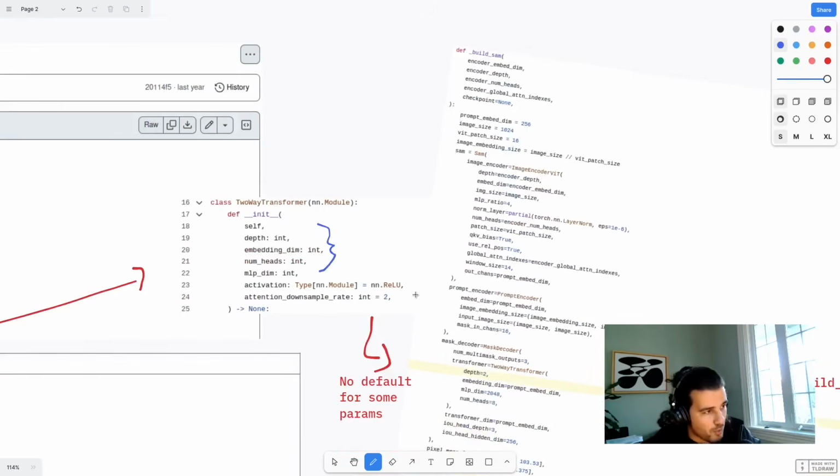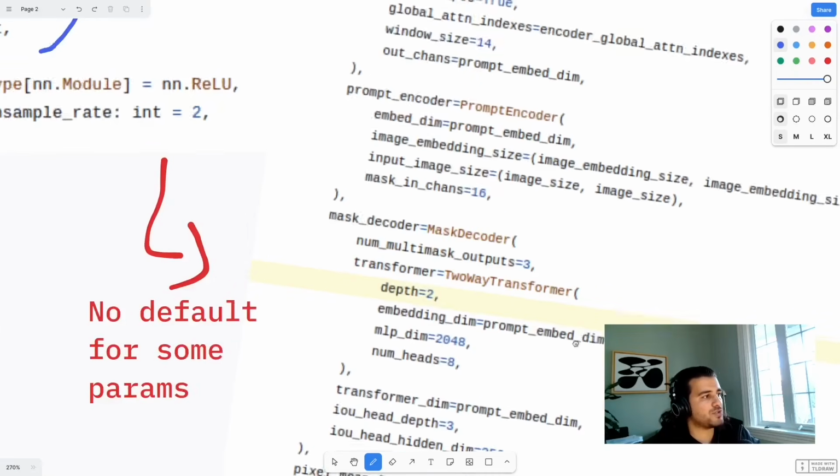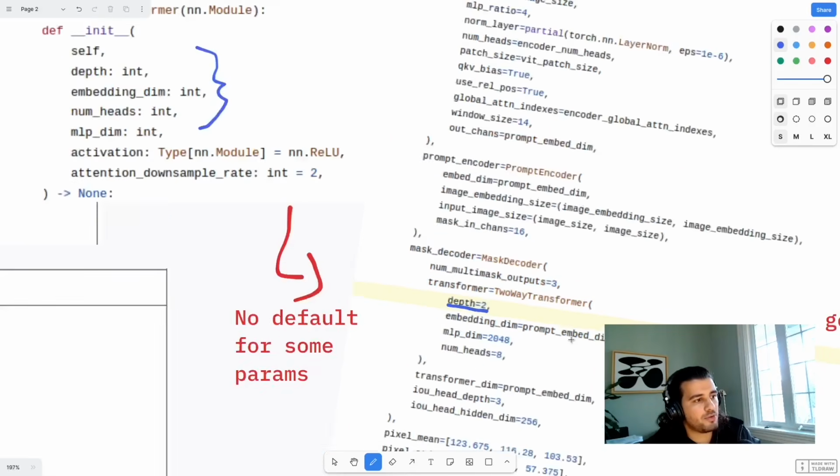If you dig some more in another file, in the build section, there's something called build SAM. When you look at it, this is a way to build SAM, because you give it explicitly which parts you want: the image encoder, the prompt encoder, and the mask decoder. And over there, you start to see what's up. The important parameter, depth, has a value of 2, because it's the 2 blocks that we saw, times 2. And then you have the other variables that are being set.